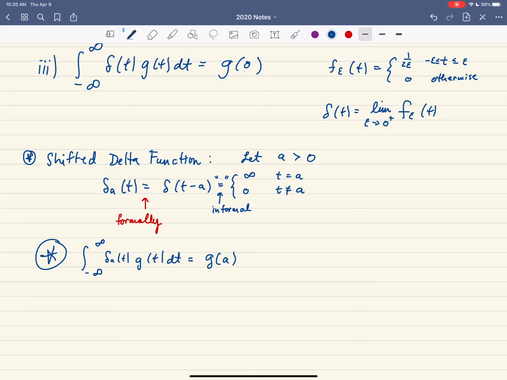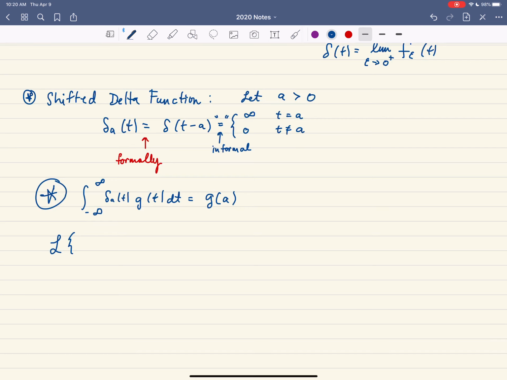Okay, so what we're going to do is talk about a few properties of the delta function. Let's talk about the Laplace transform. That's going to be the most obvious place to start here. So the Laplace transform of the delta function is going to be, just by definition, if we write it out, the integral from 0 to infinity, e to the negative st, delta sub a of t dt. This calculation is why I wanted a to be positive.